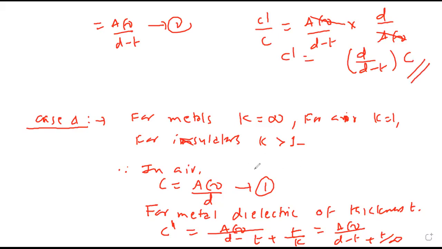Right. Please practice 2 times today by writing. Then you'll understand and directly you can do the sum in the exams. So if metal of thickness T is brought, then the capacity will become D upon D minus T times C. From this clearly we can say C dash is greater than C, because the denominator is smaller.